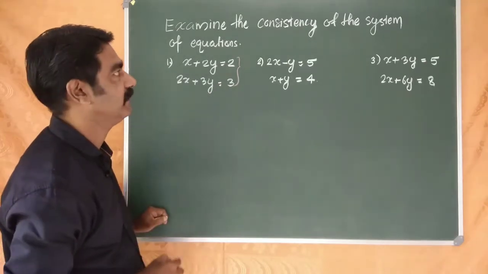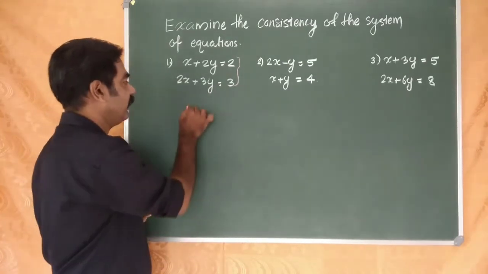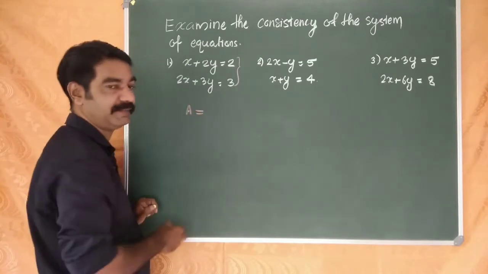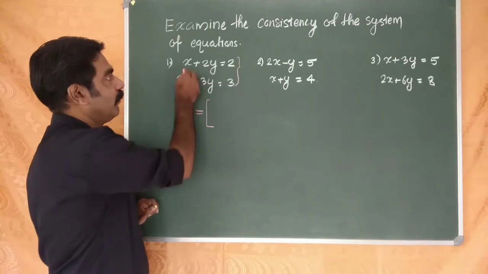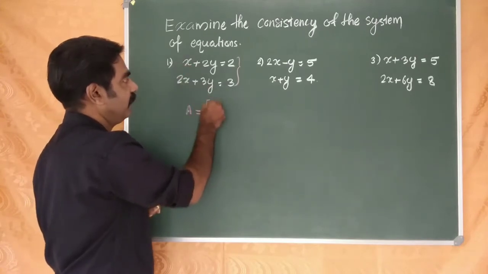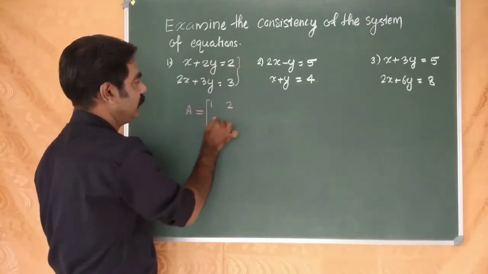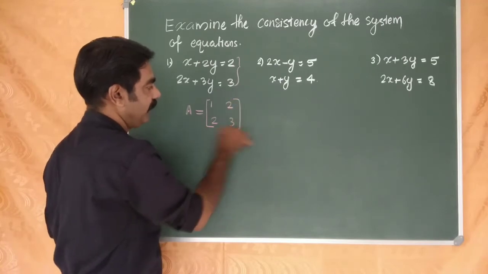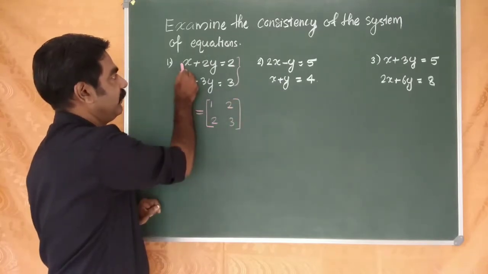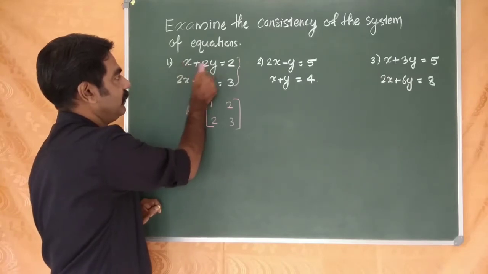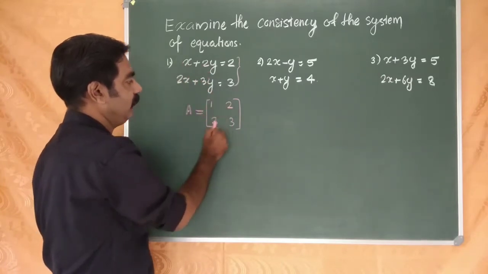That means consistency. So we can write the matrix A. A is always the matrix of the coefficients of the variables. Here 1 is a coefficient, 2 is a coefficient, 2, 3. So A is 1, 2, 2, 3.